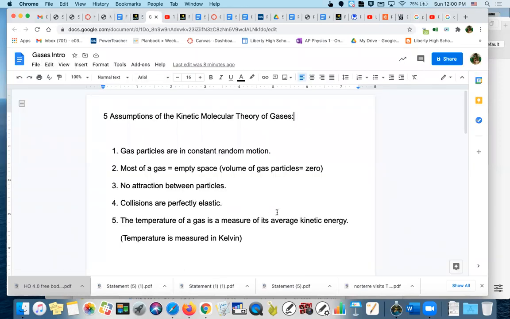The fifth assumption is that the temperature of a gas is actually a measure of its average kinetic energy. We'll get into that a little later in the unit, where we're going to show the equation for how to calculate the kinetic energy. If you've had some physics, maybe you've already talked about how to calculate the kinetic energy of an object or a substance. It does involve the mass and the speed or velocity of the substance.